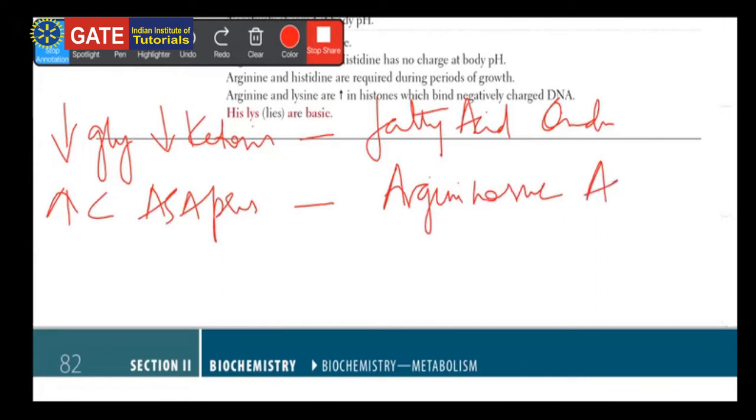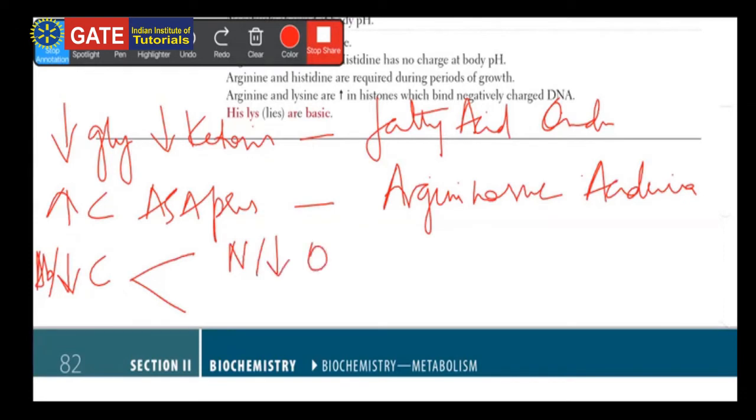argininosuccinic aciduria. If it is going to be a low or an absent citrulline, then you have to look at the orotic acid or your orotidine. If your orotic acid is high, then it is an OTC deficiency. And if it is going to be normal or low, it is going to be a CPS deficiency.